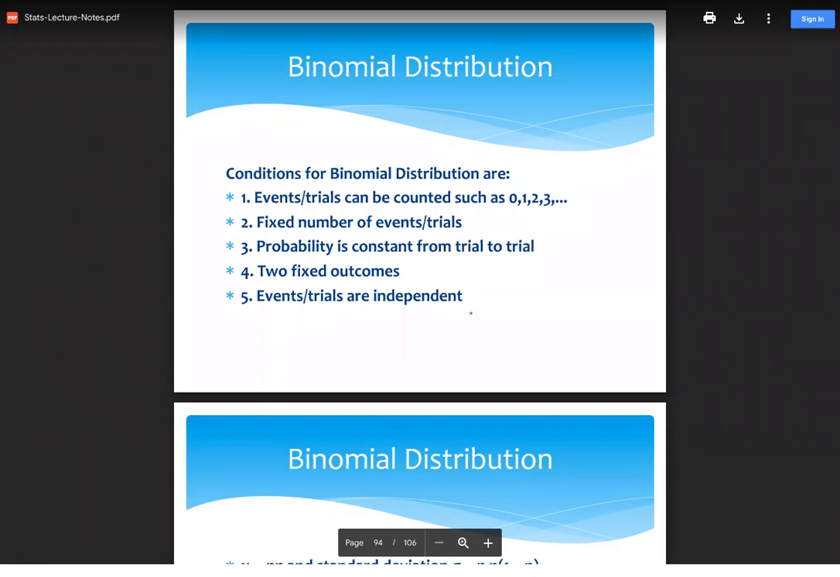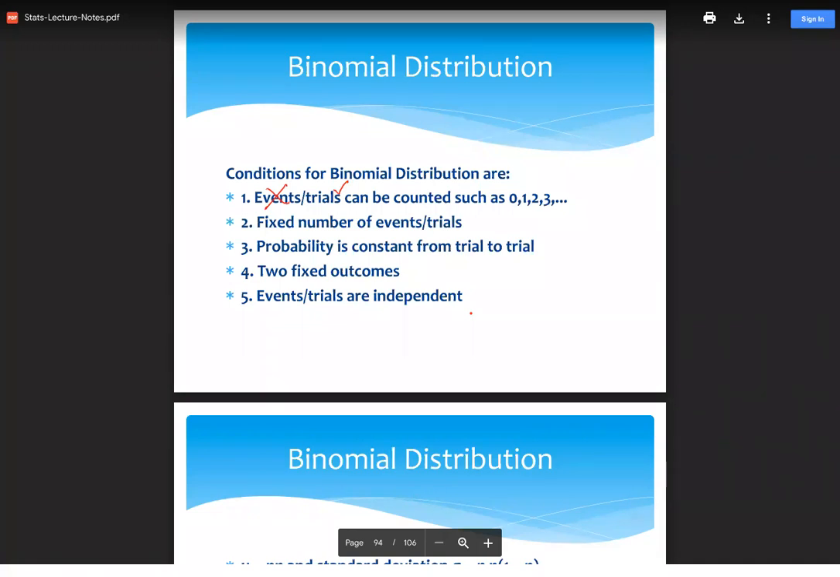So the trials can be counted, such as 0, 1, 2, 3. Trials, individual experiments or events, can be counted. Avoid using the word event, okay? Even though I wrote it down here, I corrected it. Avoid using the word events for this particular case, because we are talking in general about trials. But events become just one individual event or set of events. So trials can be counted, such as 0, 1, 2, 3.